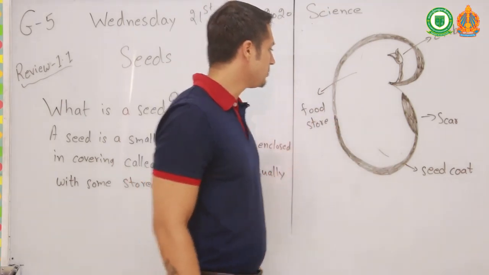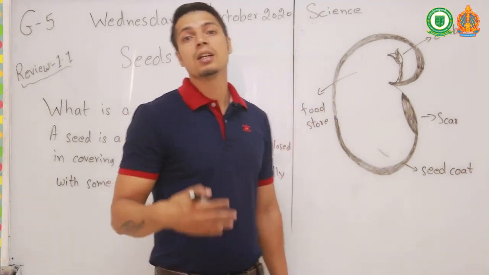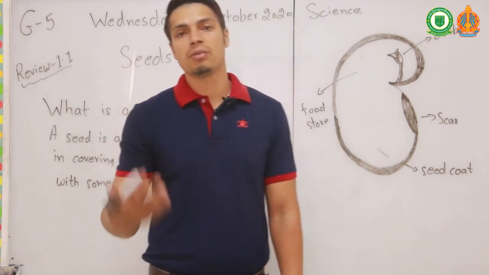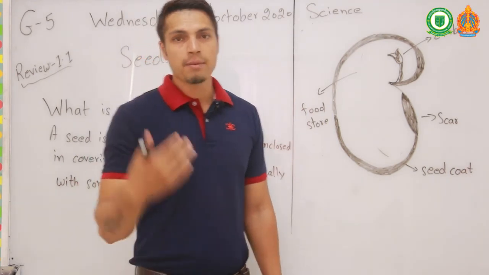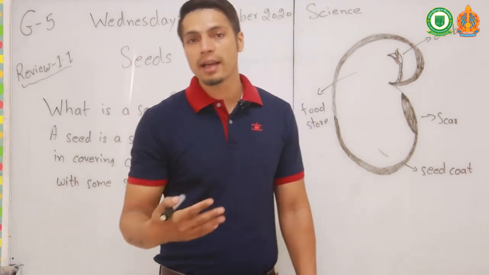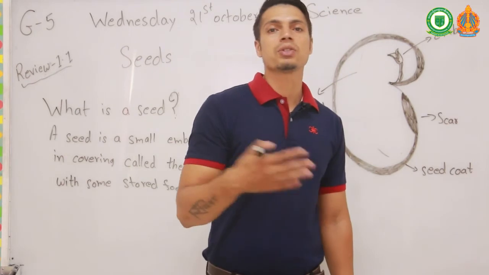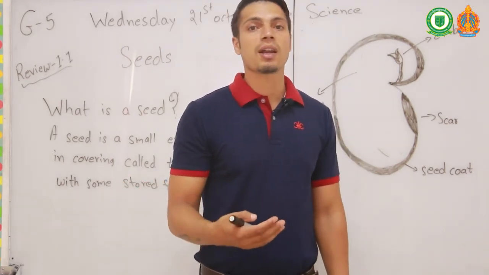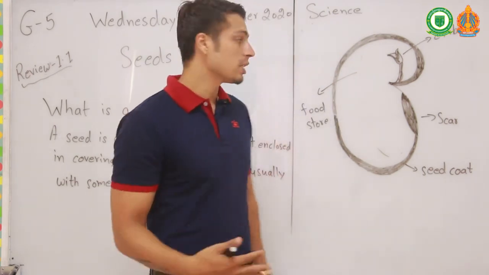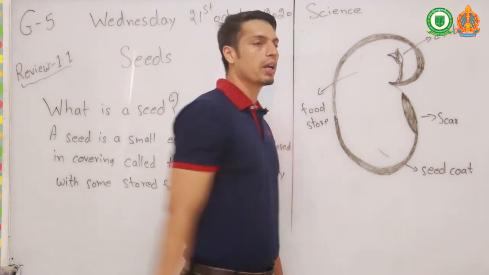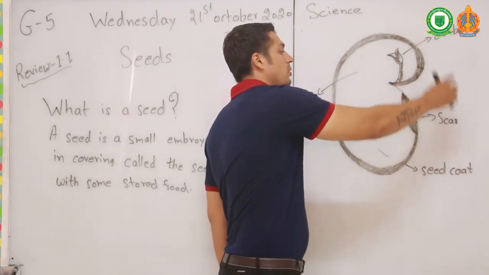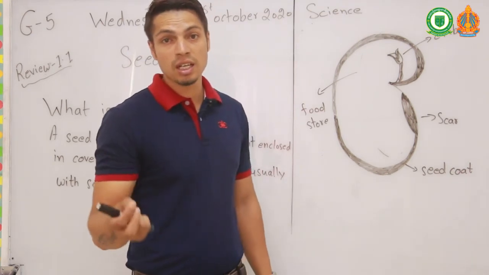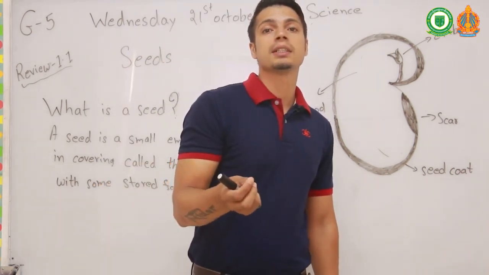And why does a seed need to store food? Because sunlight helps the plant to produce food, and when there is no sunlight, like in the winter season, then it gets the food from the food store. And embryo, scar. Scar is where the seed was attached to the plant.